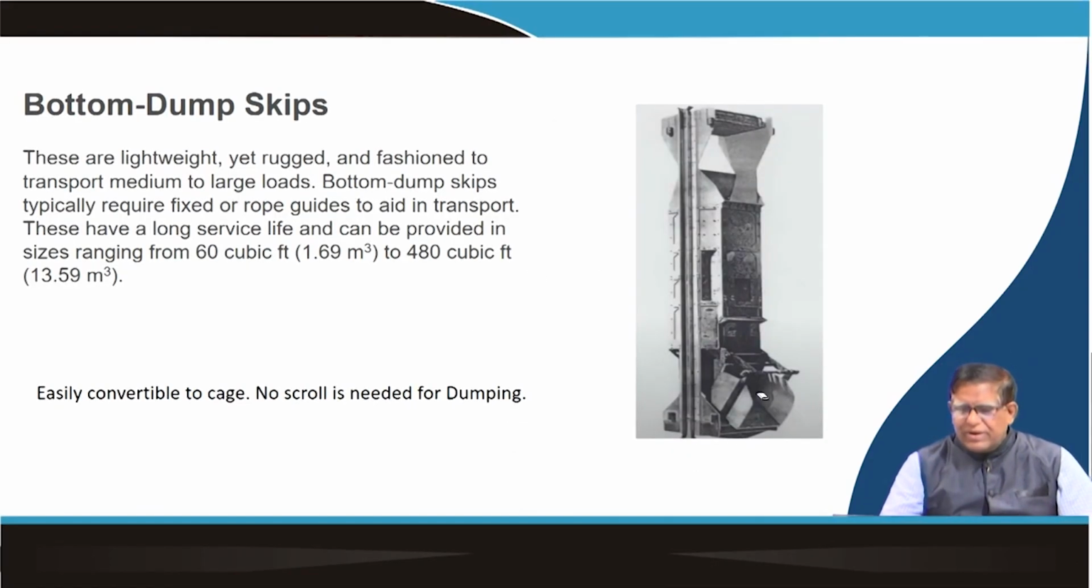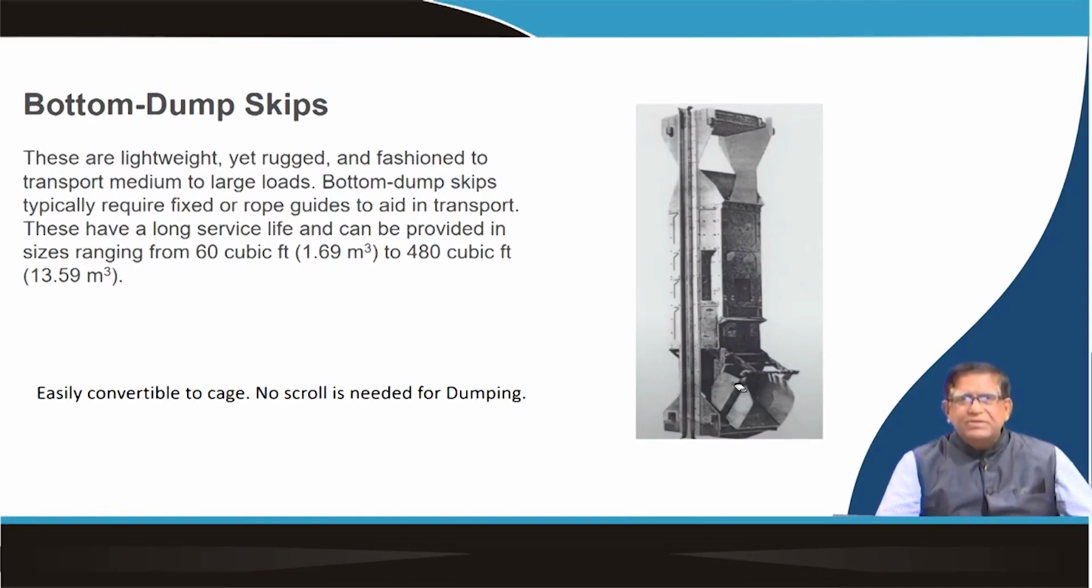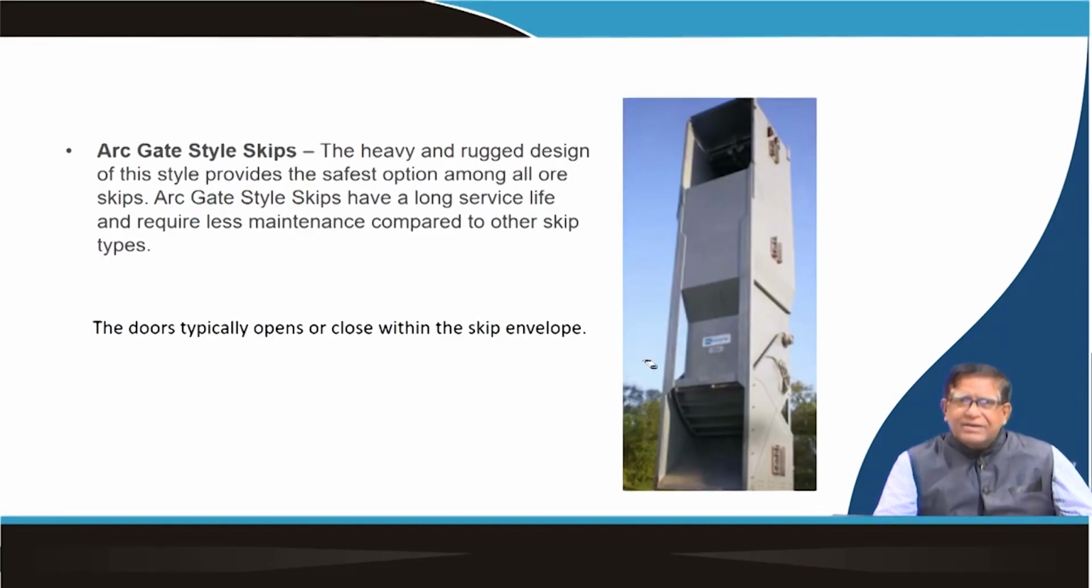Now, there are also bottom dump skips. This is another type of skip. Here again the loading is done, and then from the bottom the material will come out. At the loading position it will be kept closed, and when it comes to the unloading position at the shaft top, it will be released through a lever, and then we will make a chute and the material will go out.